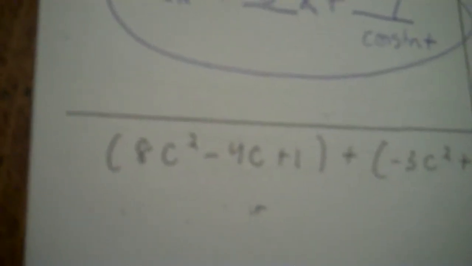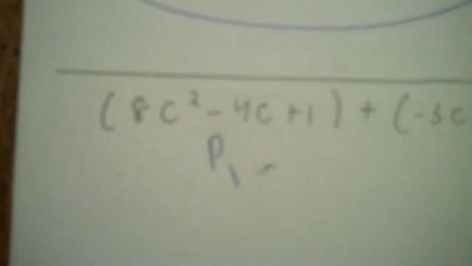Okay, next problem. I'm going to put P1, P2. What operation do I have to do? You have to add. These are C's. What's the highest power your C is to? You got a C second, a C, and that's a constant. C second, C constant. So C second is your highest, okay? Plus blank C plus blank. That's how that's lined up.